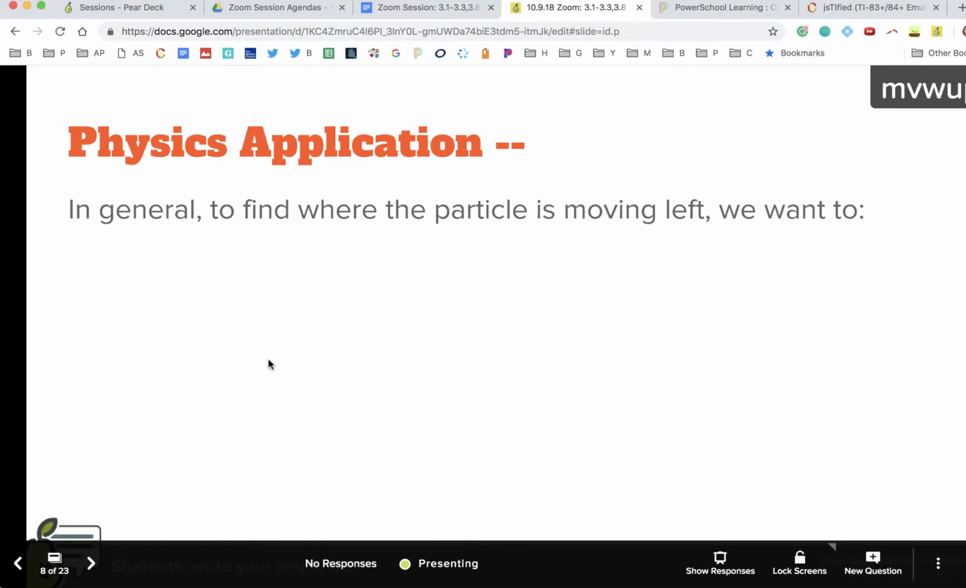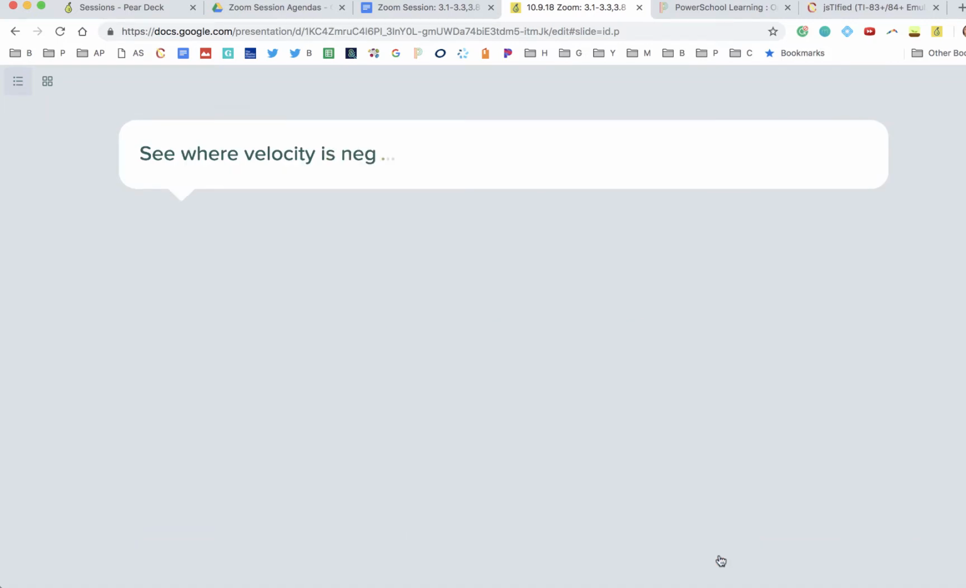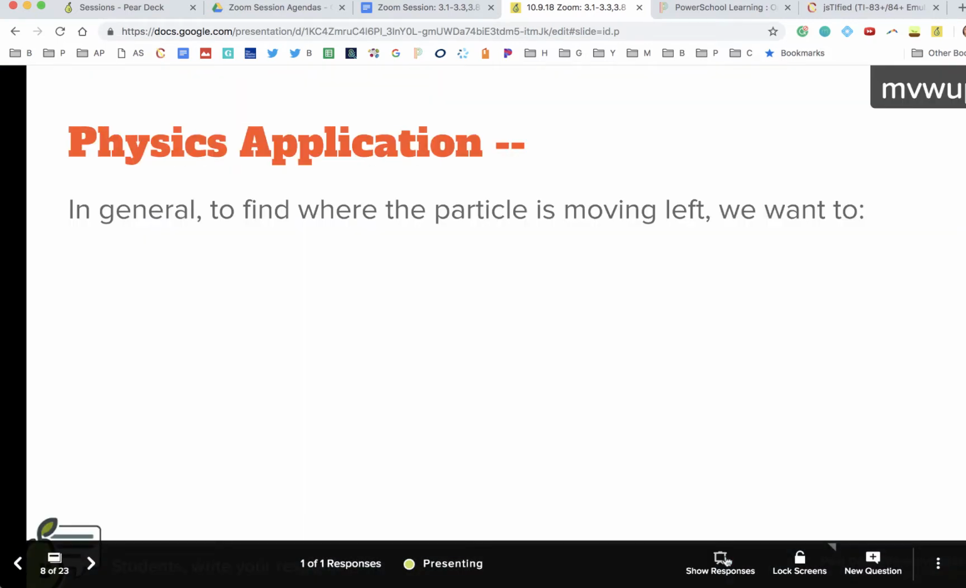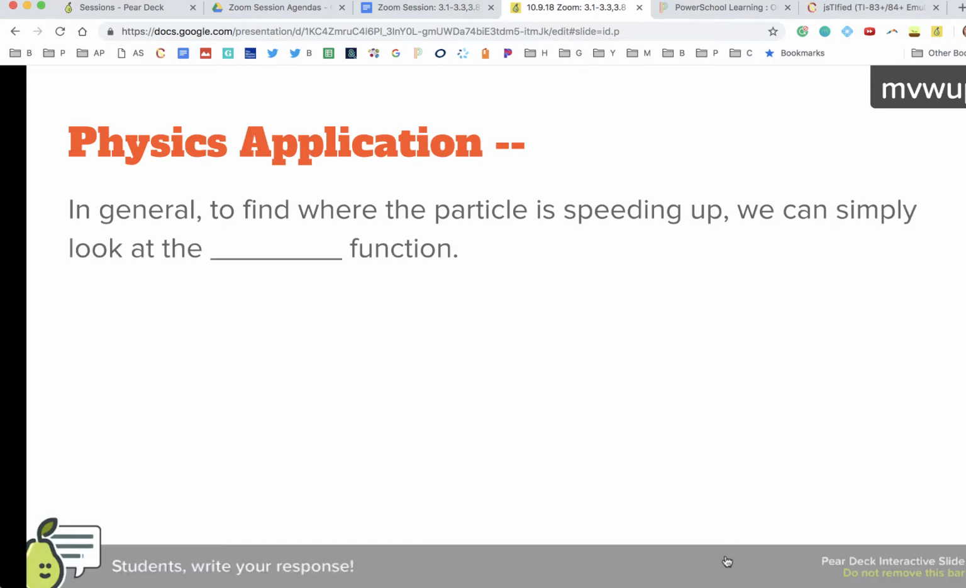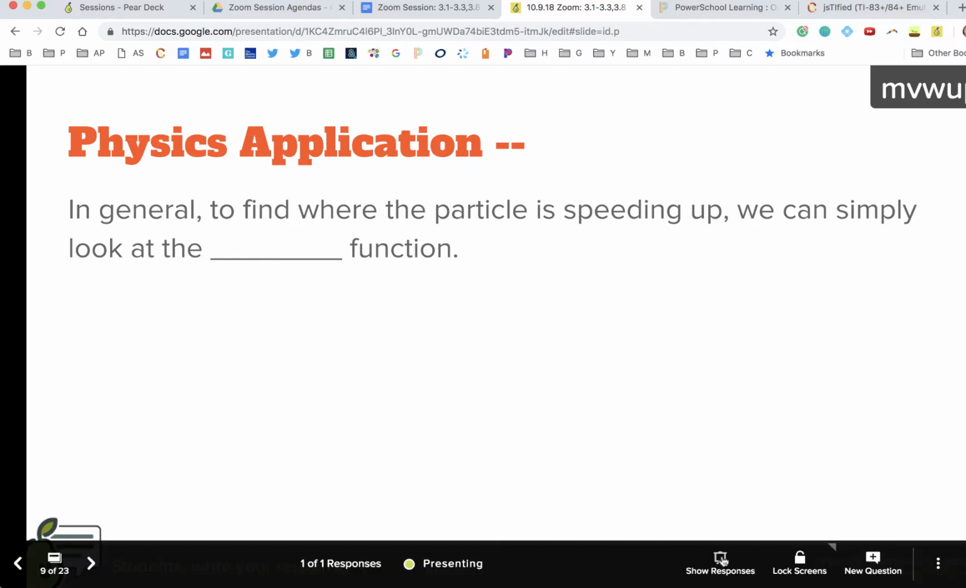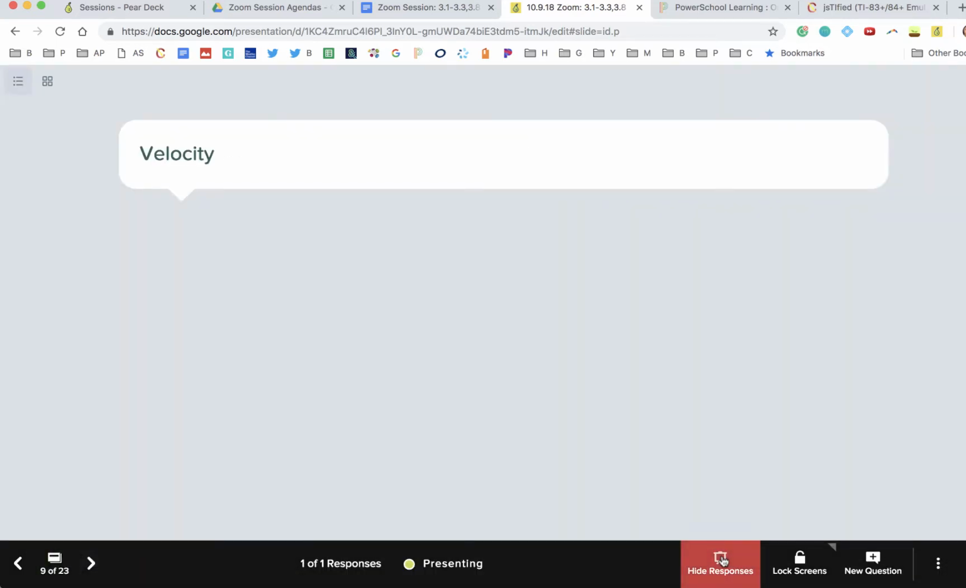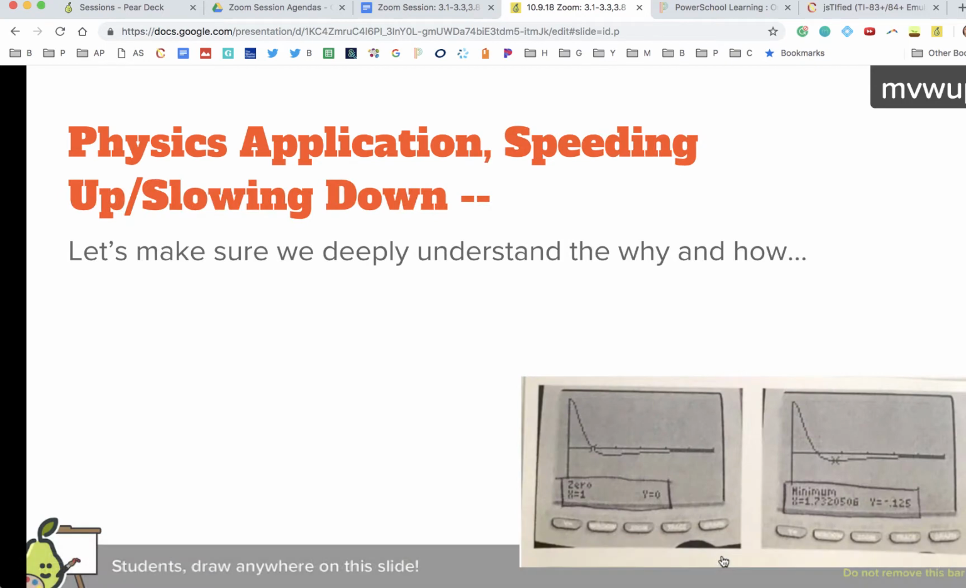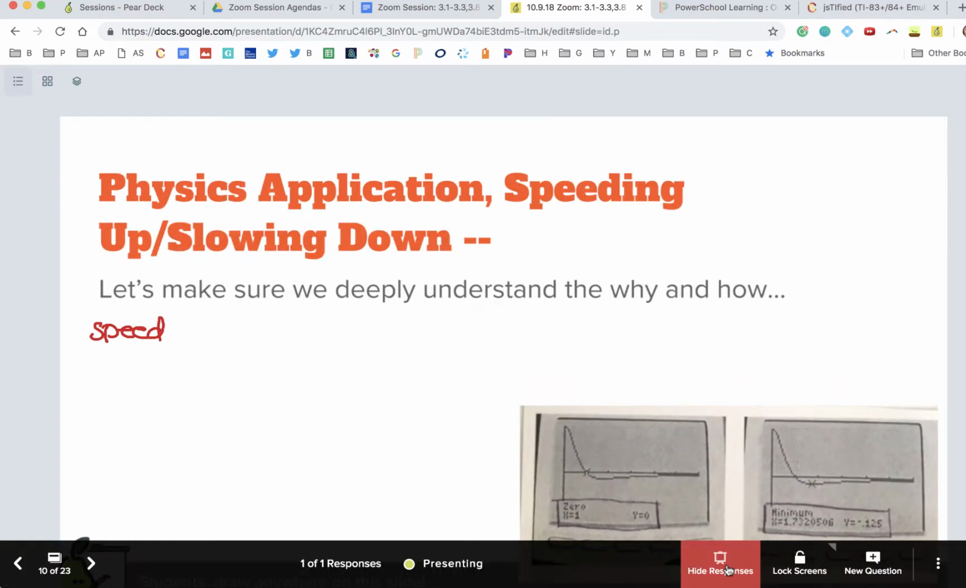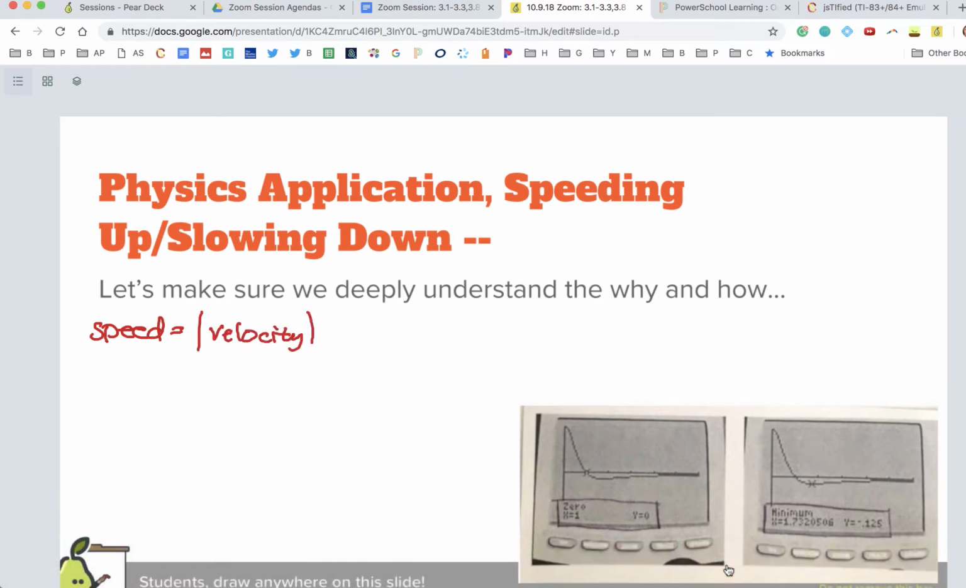In general, to find where the particle is moving left, we want to see where the velocity is negative. Where the velocity is negative, the particle is moving left. In general, to find where the particle is speeding up, we can simply look at the velocity function. And let me explain to you why. Remember, speed is the absolute value of velocity. And it's speeding up, you know, when it's positive and increasing, it would be speeding up, right?